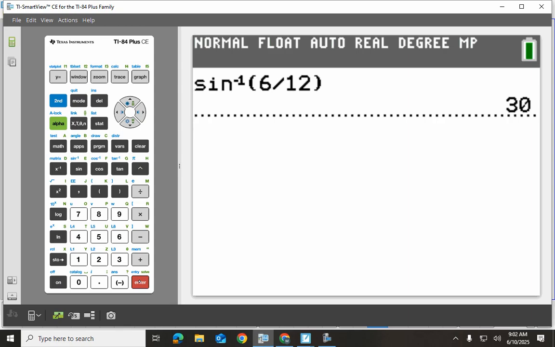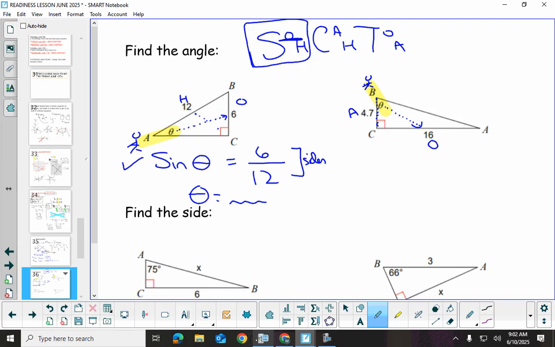Okay. Now don't forget about your degree symbol. Those are your units. We've talked about the importance of units this year. Okay? So make sure you put that little degree symbol there.